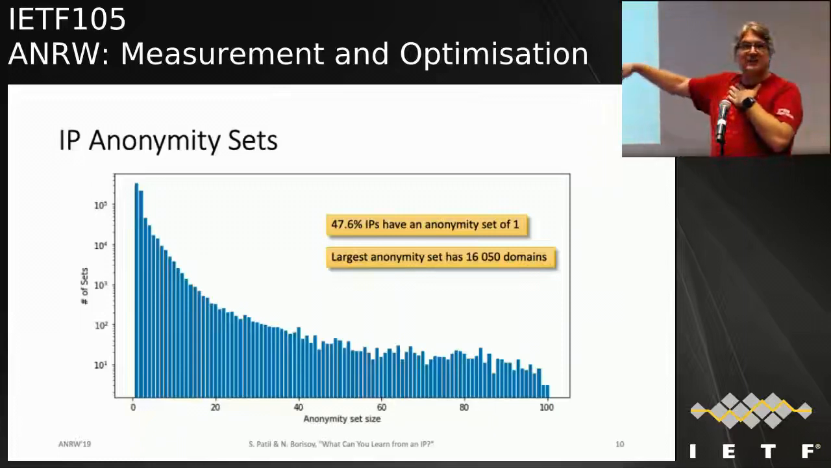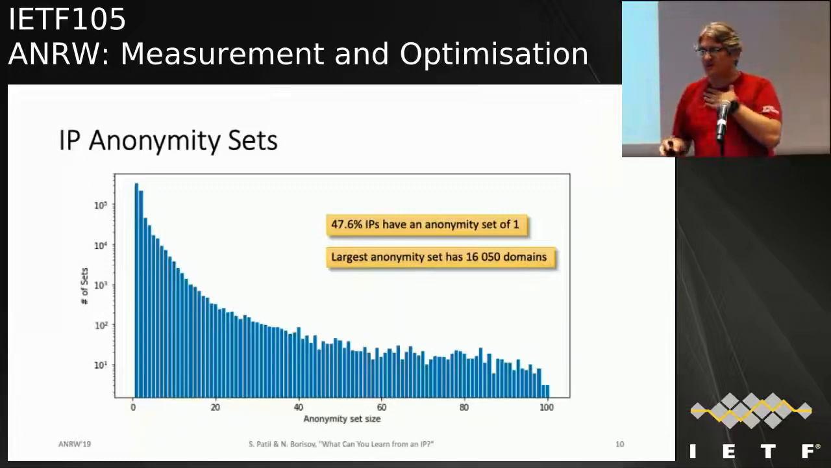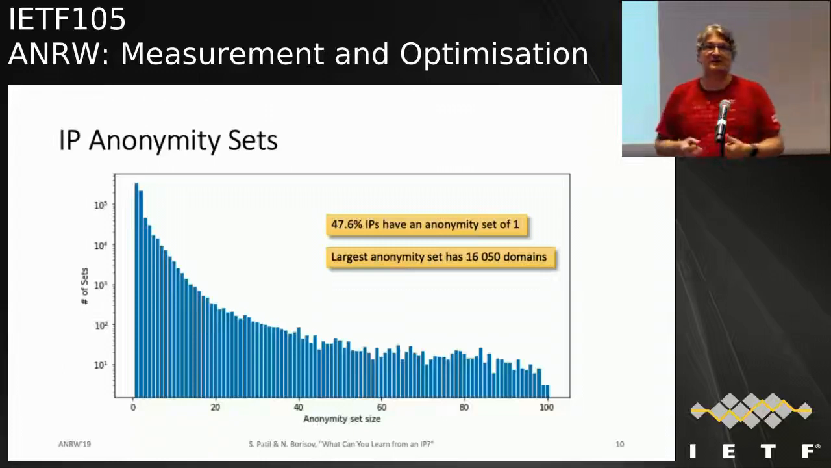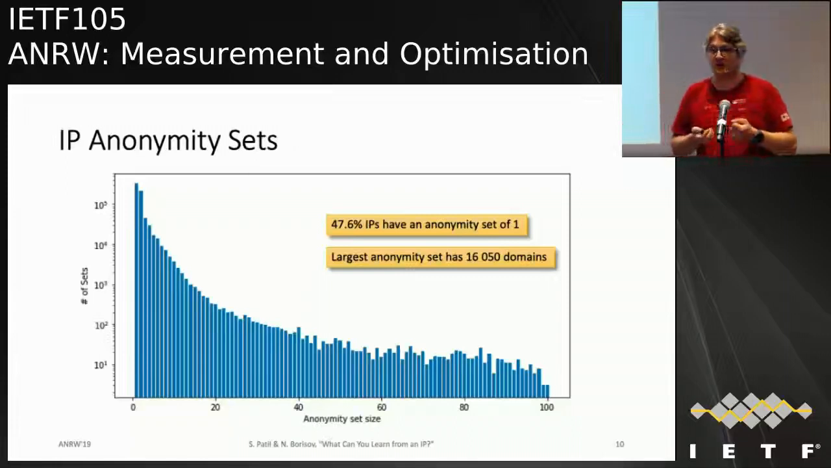Note there's a log scale on the y-axis here. Almost half of all IP addresses in our data set have just a single domain name that could map to them in our set, which means that under our adversary assumption, the DNS encryption doesn't actually give us privacy of the domain name because only a single domain name maps to that IP.